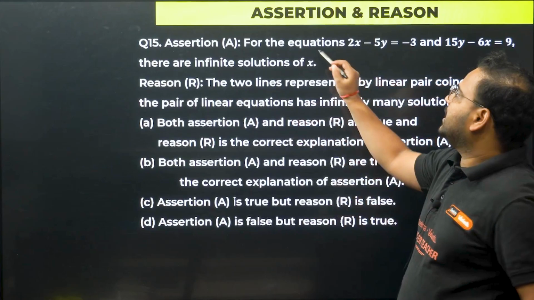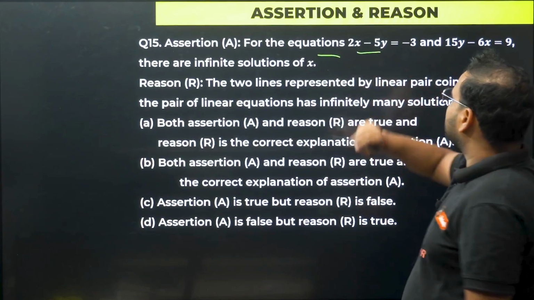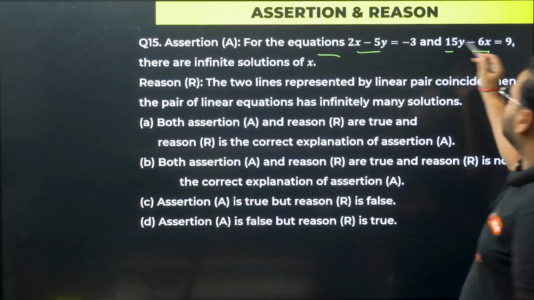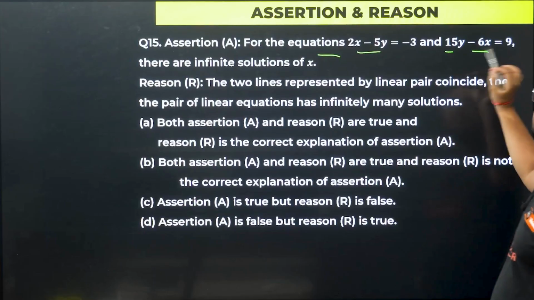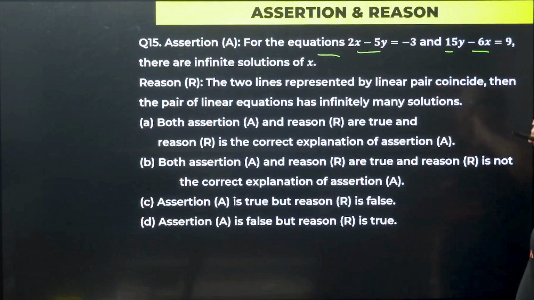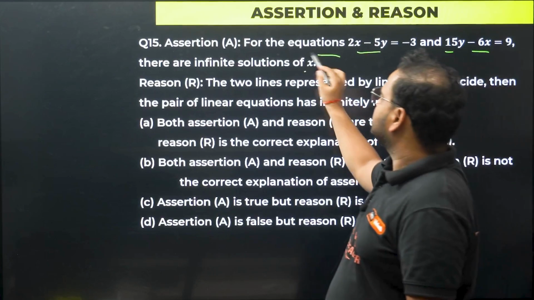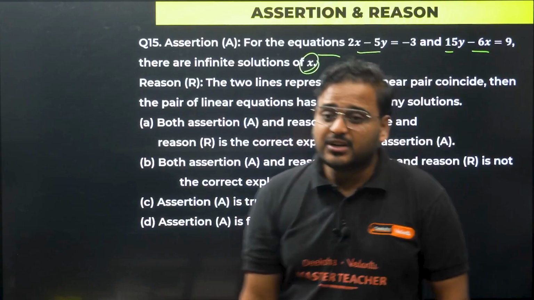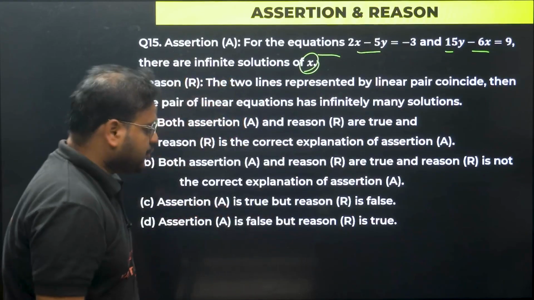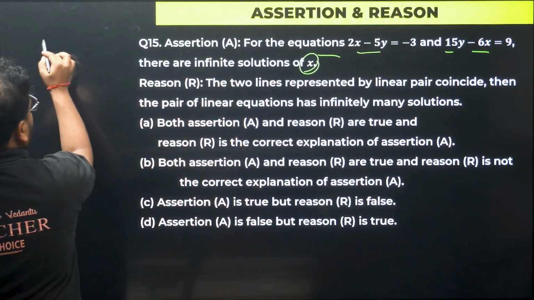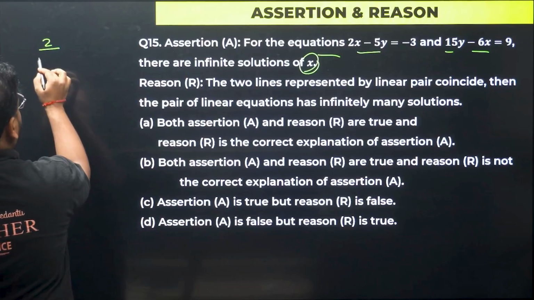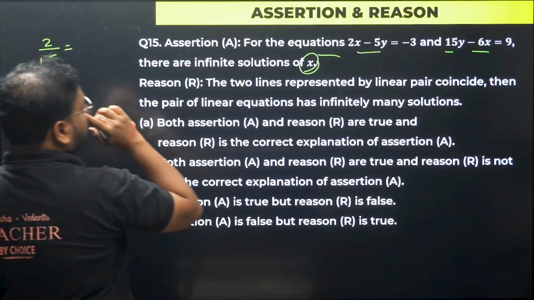For the equations 2x minus 5y equal to minus 3, 15y minus 6x equals to 9, there are infinite solutions. We have to check infinite solution. What is the condition? All three ratios equal.